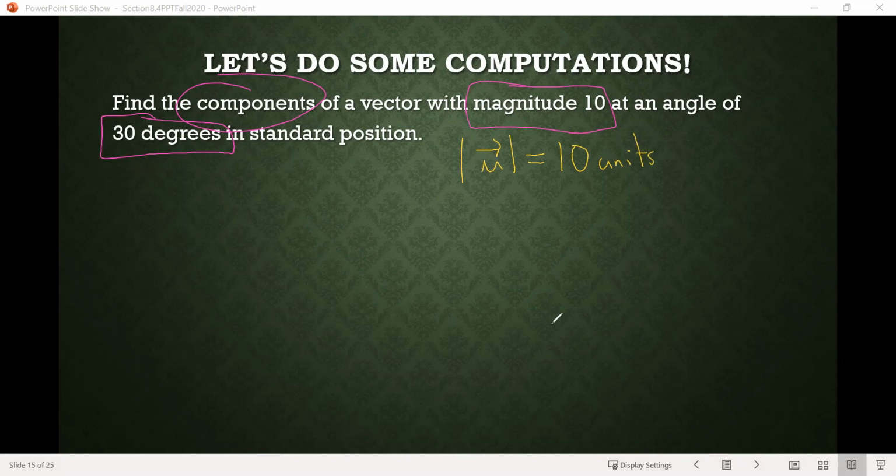And notice again, as I mentioned before, I'm using these absolute value type symbols around the name of the vector to indicate that I'm talking about the magnitude. Remember, it is not correct when you're talking about magnitude to write something like u equals 10 units. That is not the same thing.